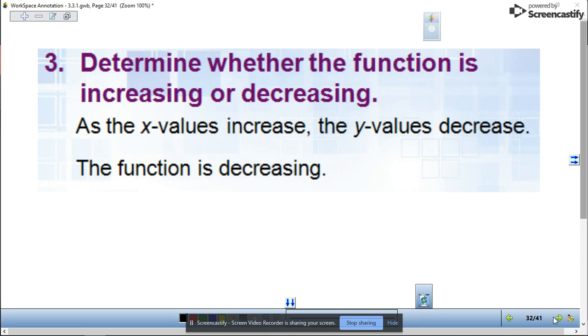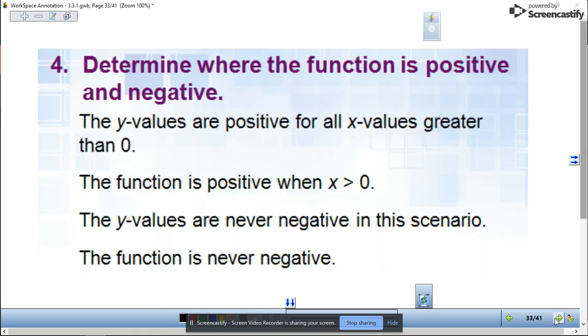Since the values in the y are getting smaller, we know that this is decreasing. Determine where it's positive and negative. Well, got to be when x is greater than 0 because we don't have any negative domain values for this one. The y values seem to always be positive. The highest one was 80, and then it increasingly got closer and closer to 0, but it never gets to 0. Okay, so it never is negative. So it's positive for all values where x is greater than 0. It's never negative.